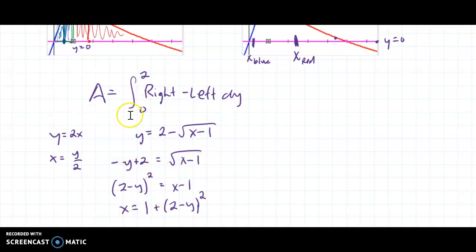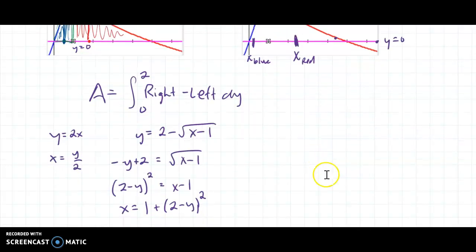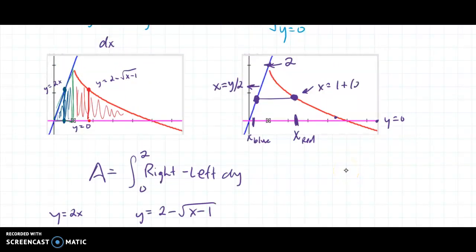You might be able to do all that work in your head, and that's totally fine. But that is an x equals equation for the right side. X equals, what was it? 1 plus 2 minus y, squared. So when I do my integral, I'm going to do the integral from 0 to 2 of what is the right? It is 1 plus 2 minus y squared minus, and then I get my y over 2. I don't have to use parentheses because the y over 2 is just one term.